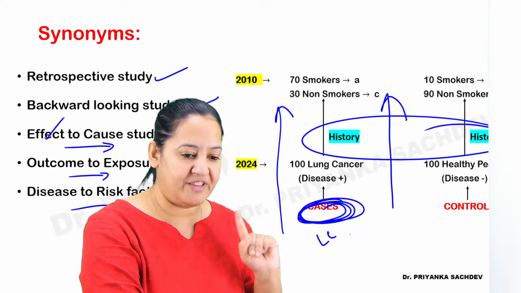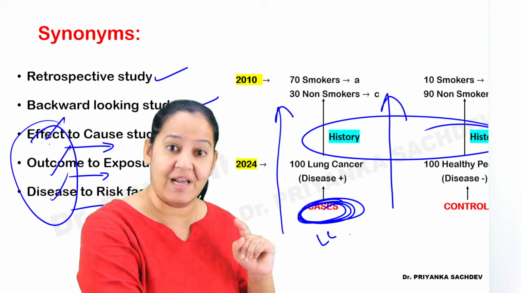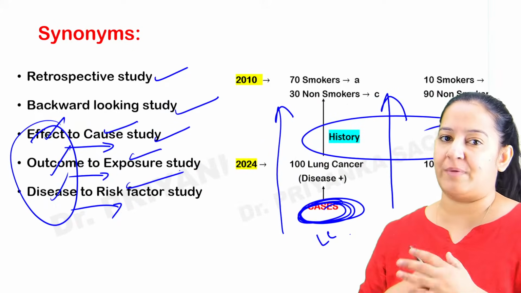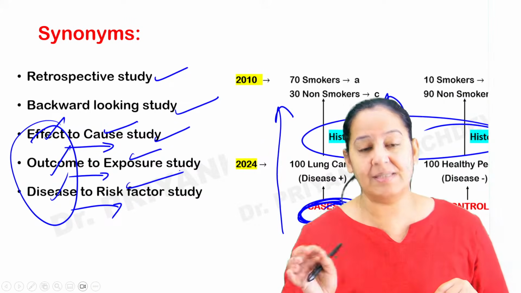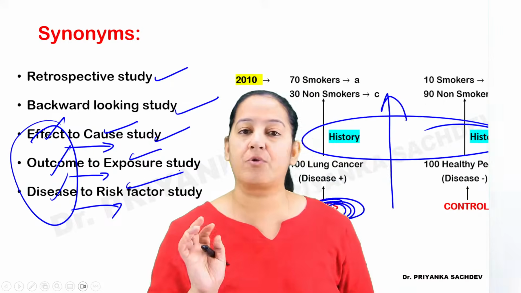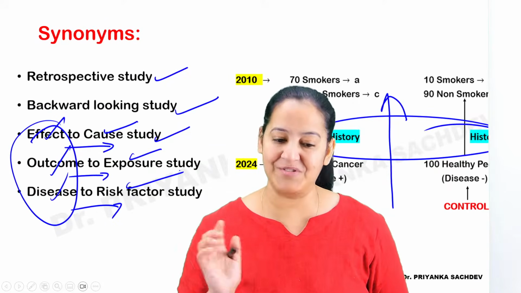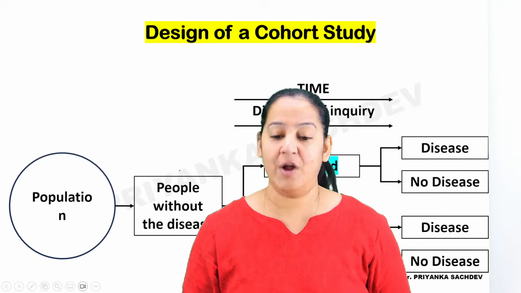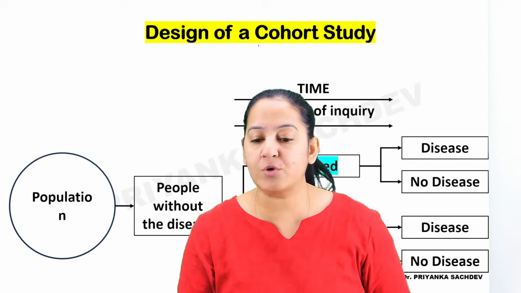So we started with effect, outcome, or disease first, and then we take a history to know about the cause, exposure, or risk factor. So this is the study. This is the design of the study. It is known as retrospective study, backward looking study. So that is the design. You can understand. Now, there is one more study, as I told you, that is cohort study.